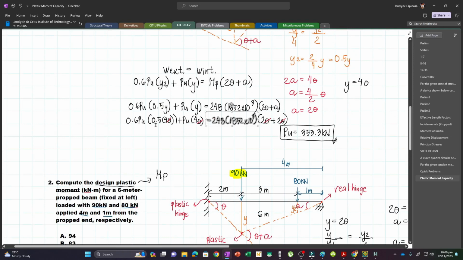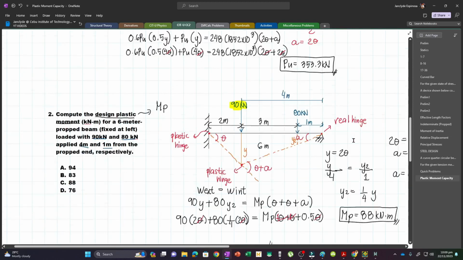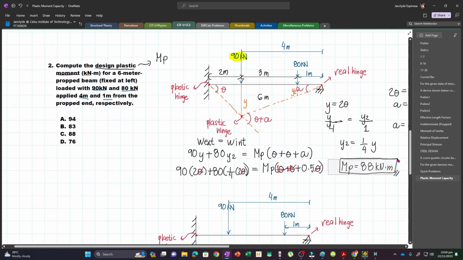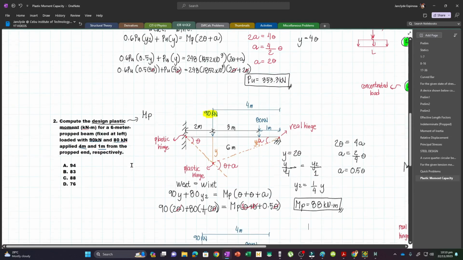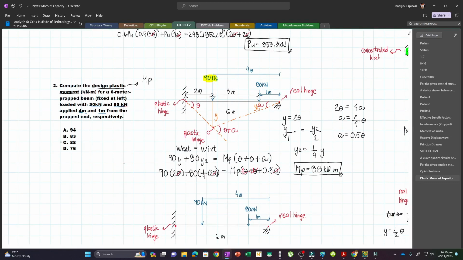Our units here should be consistent. We divide by 1,000 squared here, so it automatically becomes kN·m, because these two loads are already in kN, and then the distances are multiplied in meters. That is how we get our units. Now, this is still considering the first collapse mechanism, and that is choice 88.